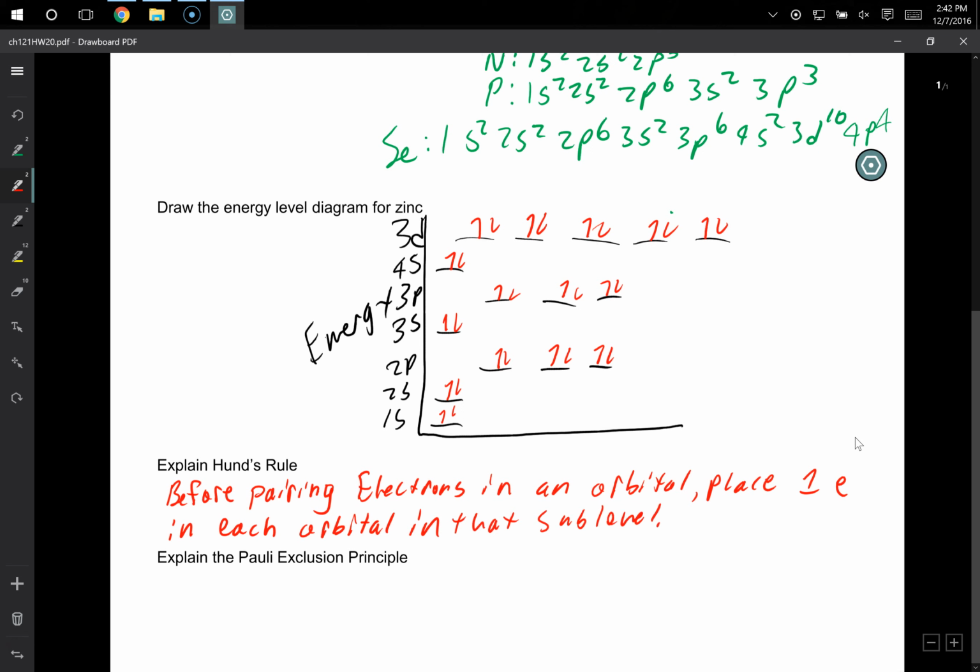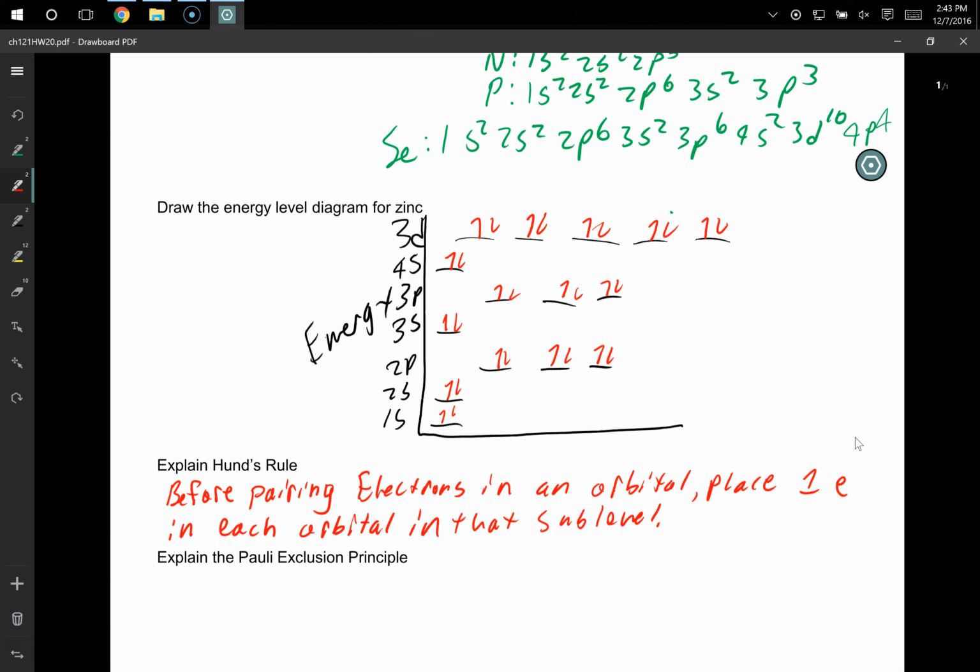So before you pair them up, you need to make sure that each of the orbitals in that sublevel has an electron. The important part is in that sublevel. It's not like you just throw electrons in each of the orbitals. 1 electron. The only reason I'm allowed to do that, what does it have to do with? Have we ever talked about magnets? No. Oh, the speed, the energy that it takes.